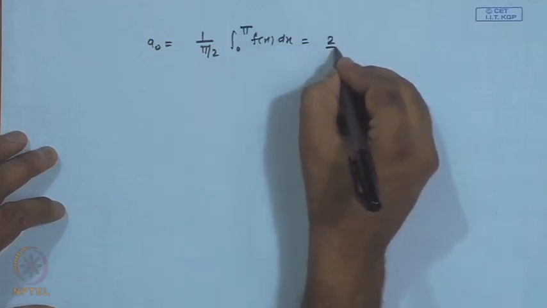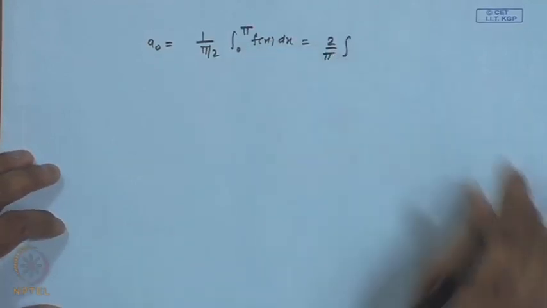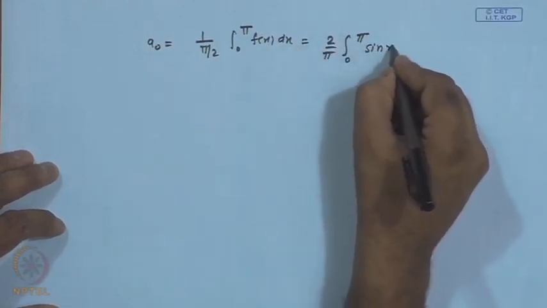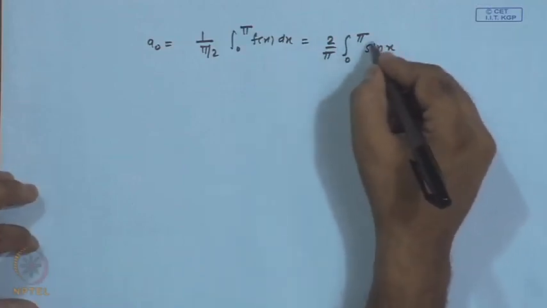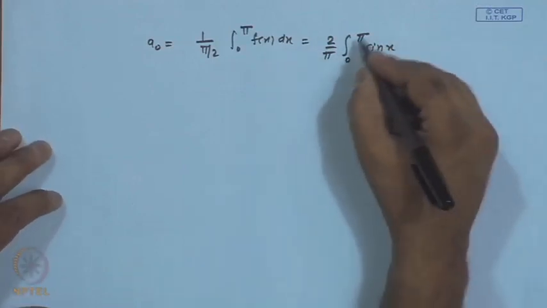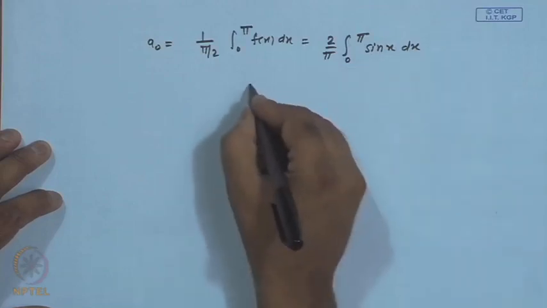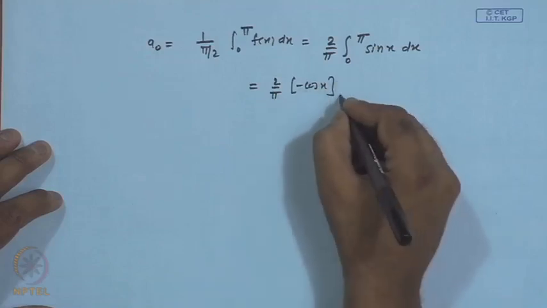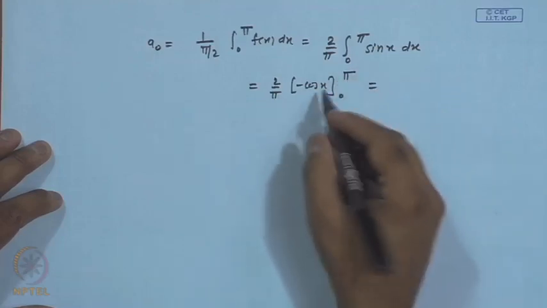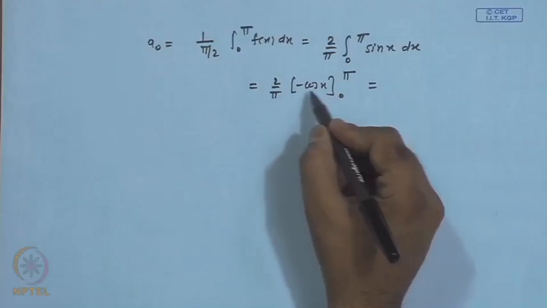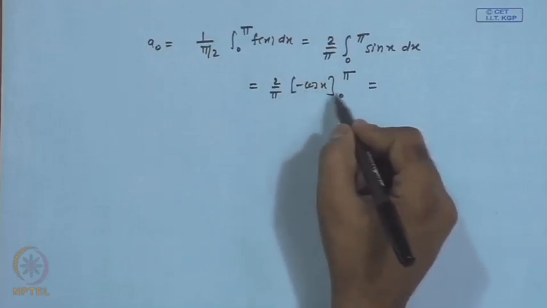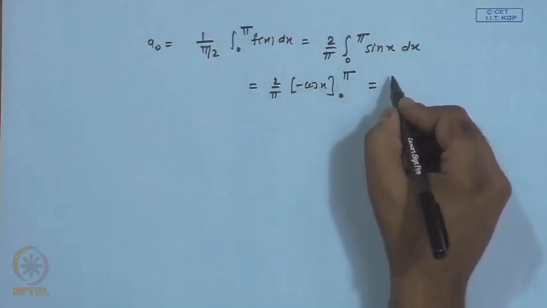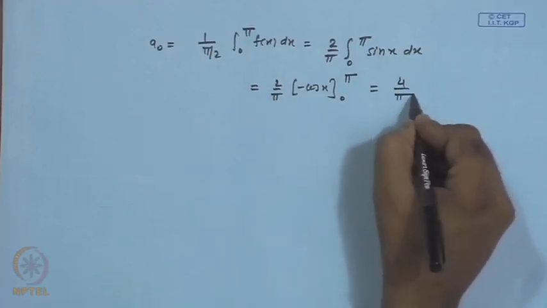So, we have 2 over pi, and 0 to pi, f x is sin x. So, for 0 to pi, this mod sin x is positive. So, we have sin x dx, and that value is minus cos x from 0 to pi. So, cos pi minus 1, and minus is there already. So, 1 and minus 1 will be again 2. So, we have 4 over pi, this value.